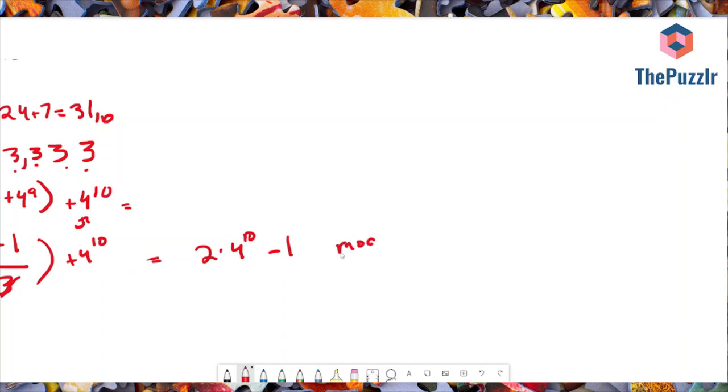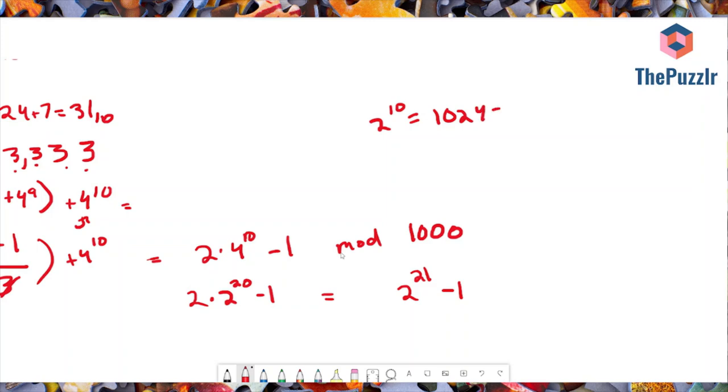So mod 1,000. And we're going to be looking at modular arithmetic soon, but basically what this means is 2 to the power of 20, right? Because 4 to the power of 10 is 2 to the power of 20 times 2 minus 1. That's equal to 2 to the power of 21 minus 1. Okay, to convert this mod 1,000, you need to know that 2 to the power of 10 equals 1,024, which is equal to 24 mod 1,000. Mod 1,000 just means the remainder it leaves when divided by 1,000. I'm using this notation. We'll learn about this notation soon.